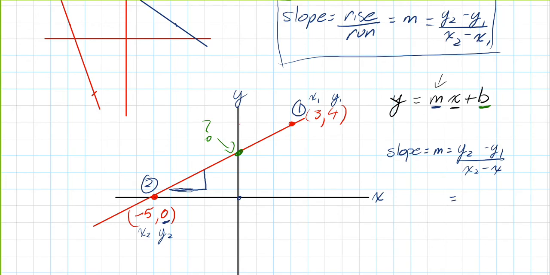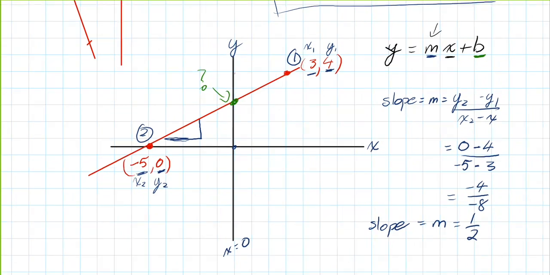So I just got to plug or substitute. My y2 value is 0, so I get 0. My y1 value is 4, so I have to subtract 4, and then we have to divide that. My x2 value is negative 5, and my x1 value is the number 3. So when I work that out, I get negative 4 over negative 8. Now if I do a negative divided by a negative, it's actually a positive, and I can reduce this fraction to 1 over 2. That's a pretty nice one I made. So what that means is the slope, or we also represent it with the variable m, is equal to 1/2.